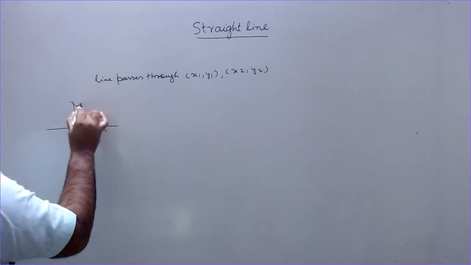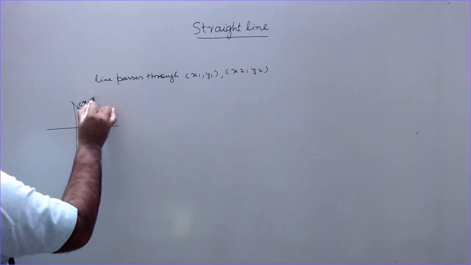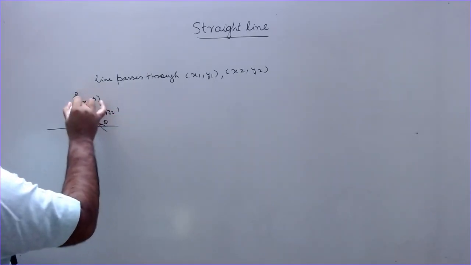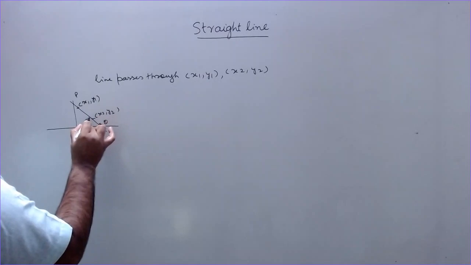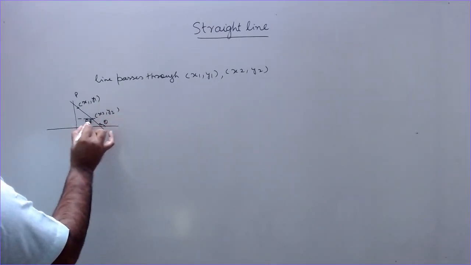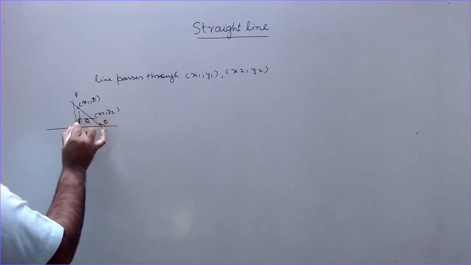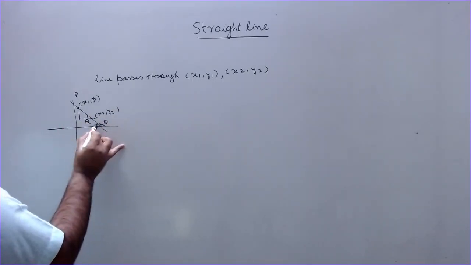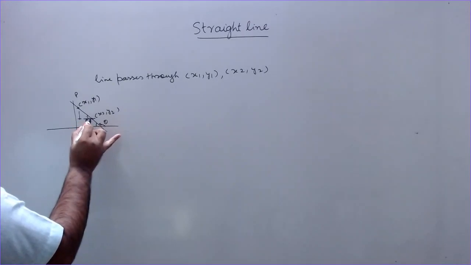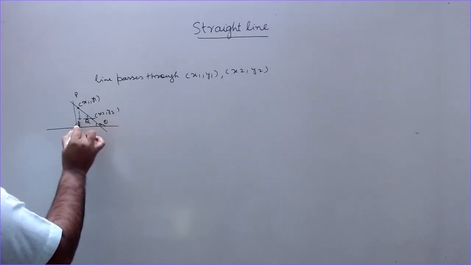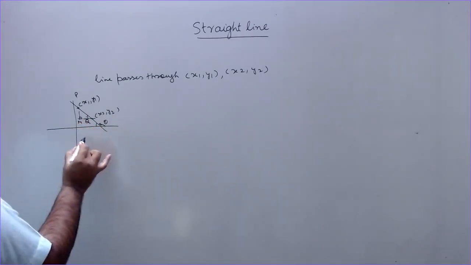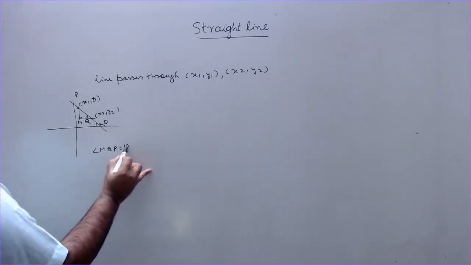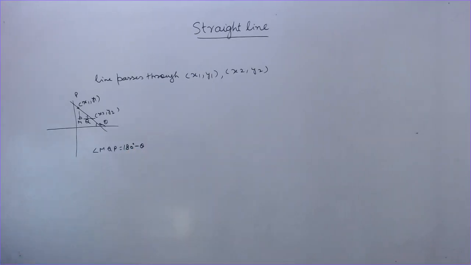The 2 points are x1 y1 and this point is x2 y2, P and Q. This is P, this is Q. This I have drawn parallel to x-axis and this is parallel to y-axis. This angle is theta, so this angle is 180 minus theta. This point is M. These are perpendicular to each other. So I can write that angle MQP is 180 minus theta.